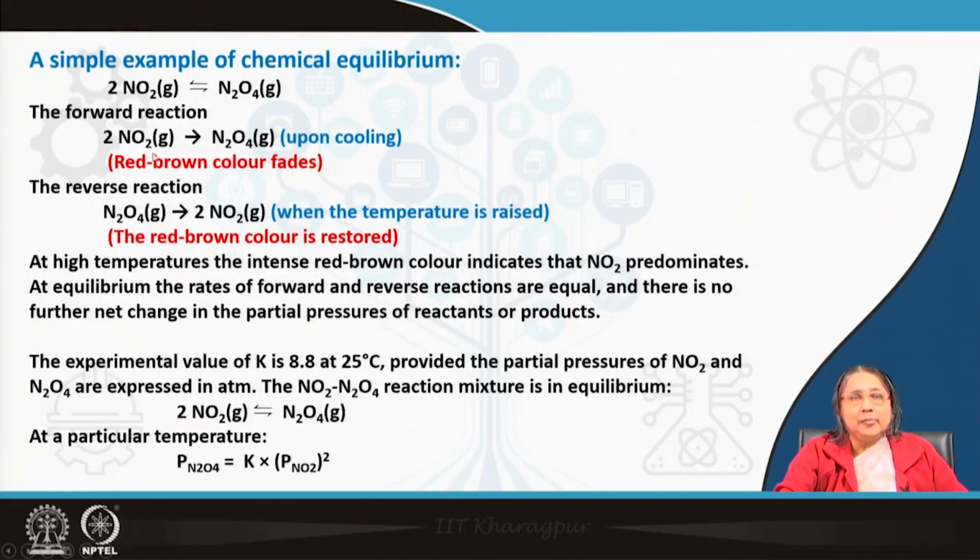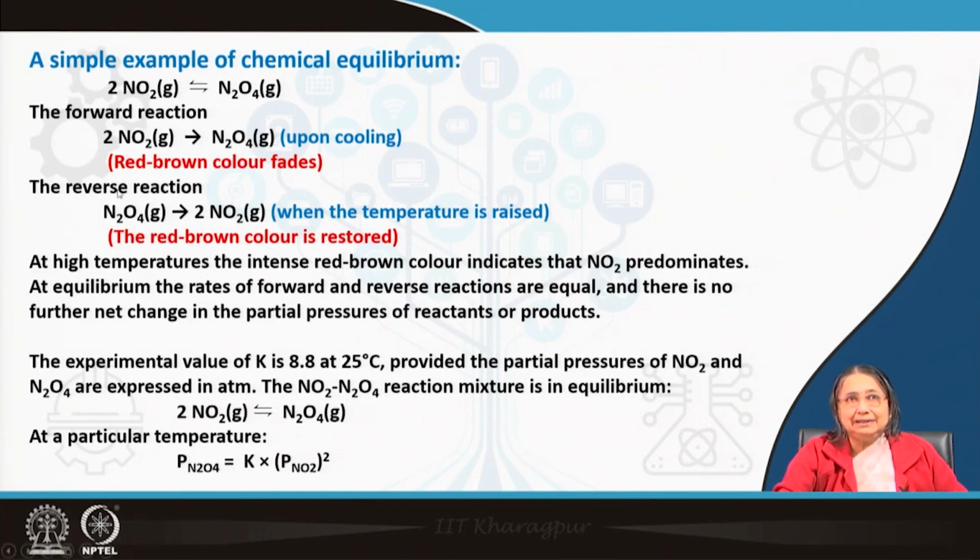If you take NO2 in a closed vessel, if you cool it or if you heat it, you will see the two different colors that are prevailing. Now, here you can see the N2O4: when the NO2 goes to N2O4, the red brown color goes away. So, N2O4 has no color. You will see that NO2 has color, but when it goes to N2O4 the color is not there, and it happens upon cooling.